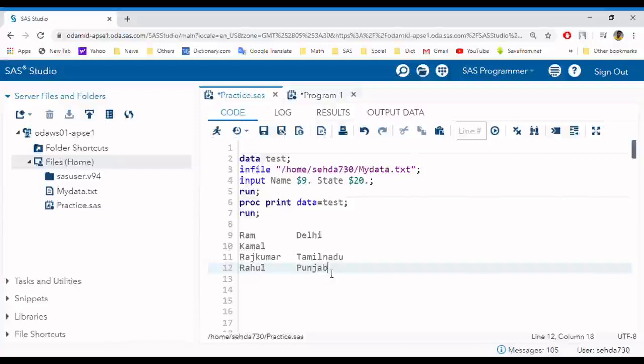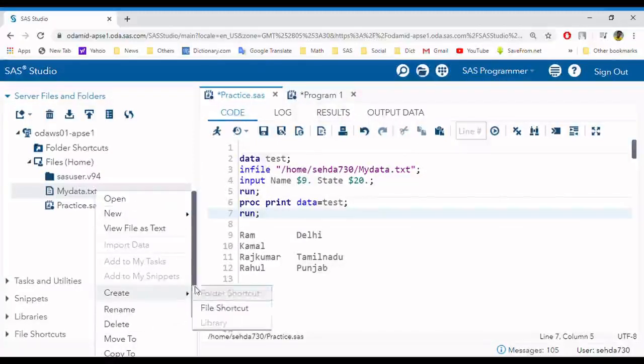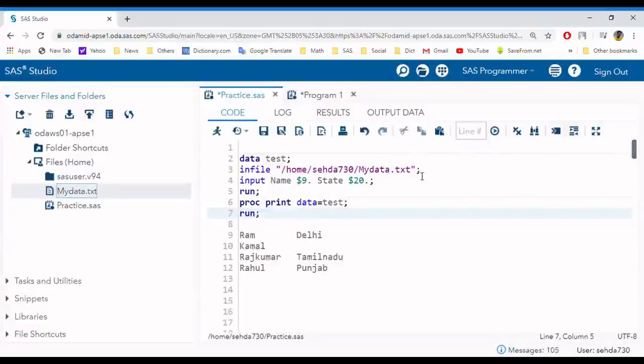I just put all this thing. I copied this and put it under a txt file and imported the txt file over here. That's it. Now that txt file I'm reading over here, right? I've given this path. You can also give this path by right clicking, getting the properties and copying this path. I have given this path over here, right?